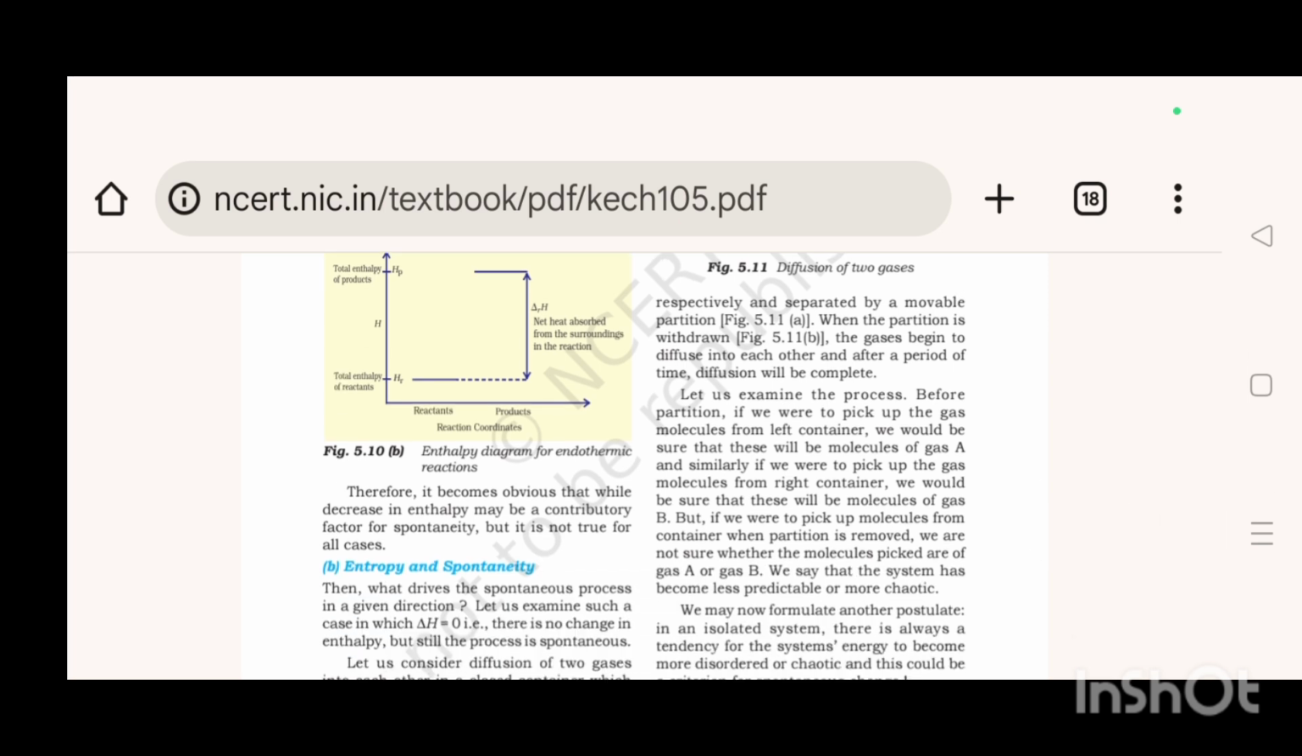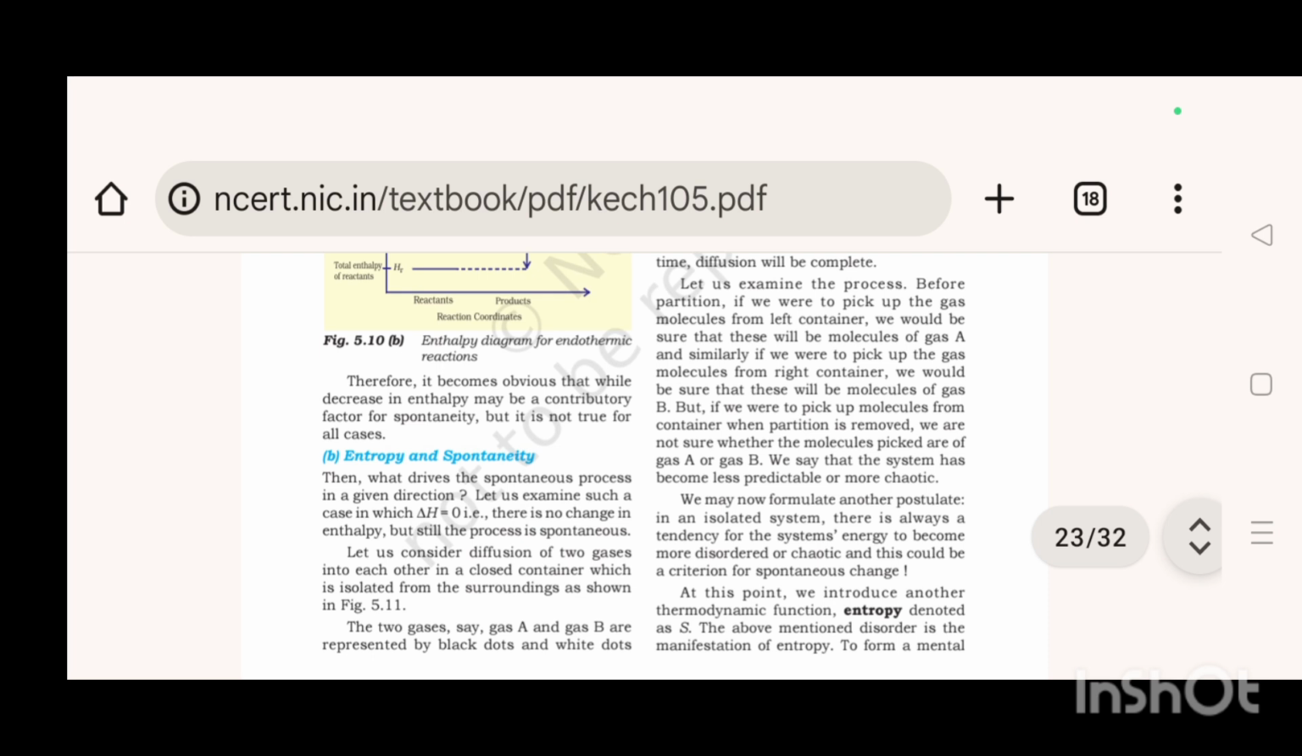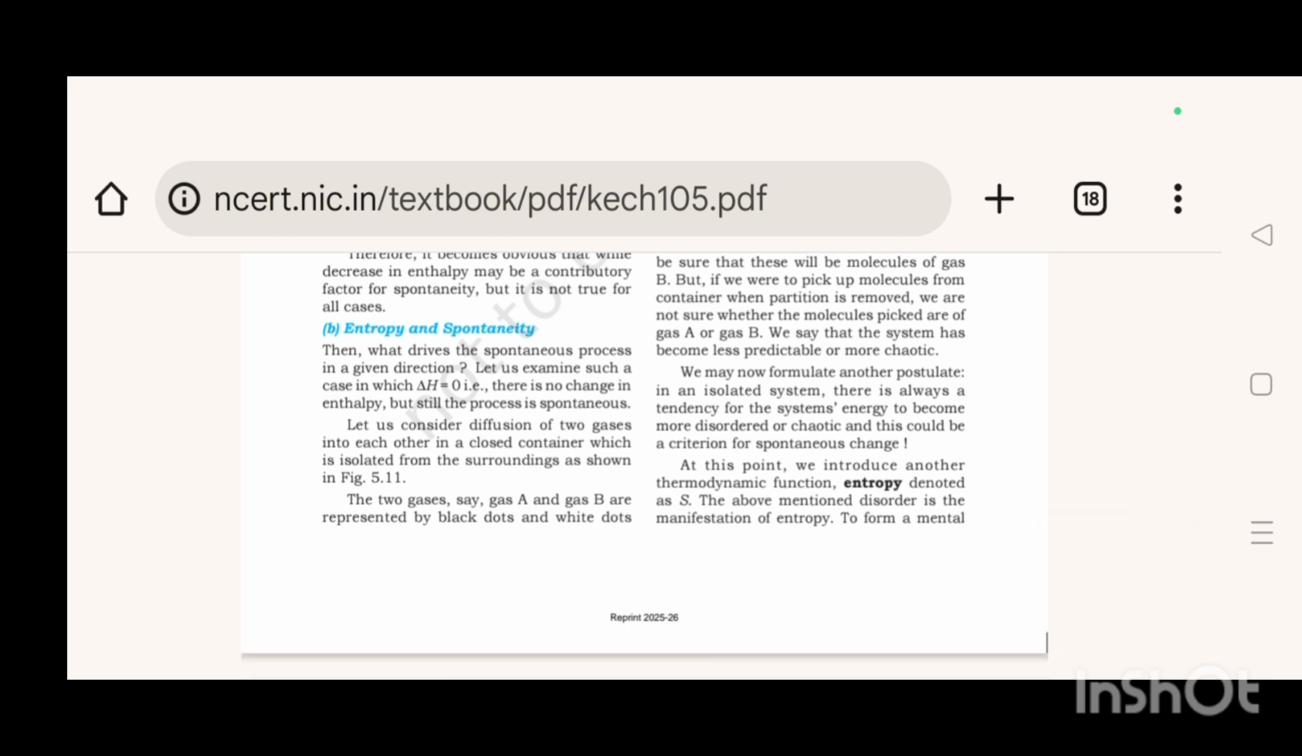Before the partition is removed, if we were to pick up a gas molecule from the left container, we would be sure that it will be a molecule of gas A, and similarly, if we were to pick up a gas molecule from the right container, we would be sure that it will be a molecule of gas B. But if we were to pick up a molecule from the container when the partition is removed, we are not sure whether the molecule picked is gas A or gas B. We say that the system has become less predictable and more chaotic. We may now formulate another postulate. In an isolated system, there is always a tendency for the system energy to become more disordered or chaotic. Then this could be a criterion for spontaneous change.